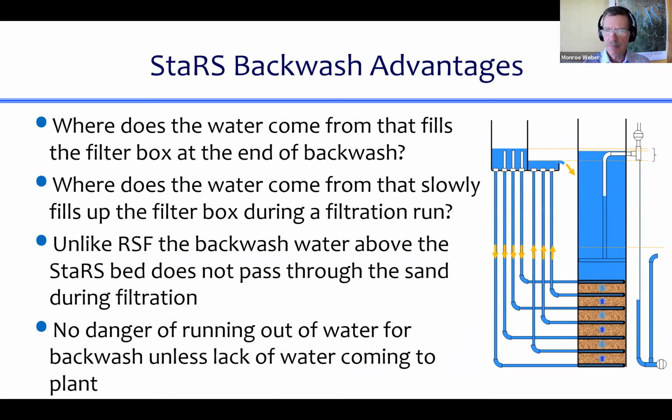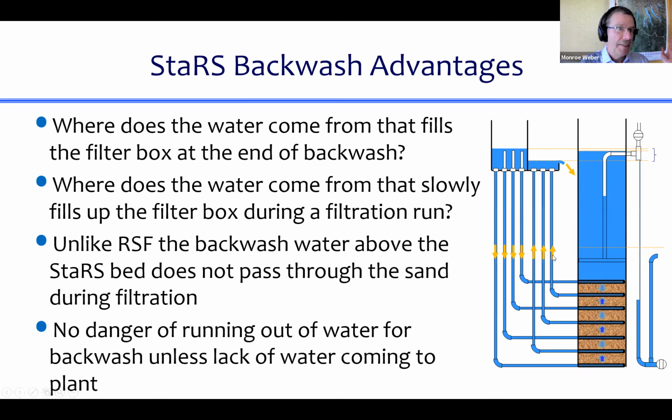So the question is, where does the water come from that fills the filter box at the end of backwash? How does the water get from this inlet box over to the filter box? The answer is, it goes through these four inlet pipes. Some of it goes in at the top, some of it goes in lower, some of it goes lower still, some of it goes all the way at the bottom. But if you're water and you're lazy and you try to find the easiest path, where do you most likely enter?